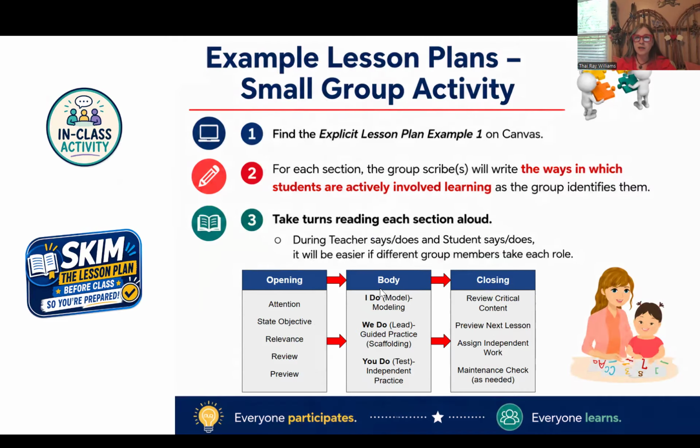So, I want to let you know what you're going to do in class. You are going to look at a complete explicit instruction lesson plan. And in your group, you're going to go through each of the components of the lesson plan, and you are going to look for active engagement, times in which the students are actively engaged in learning. So you're going to identify those, and then you're going to share out what you find, okay? So make sure that before you come to class, you skim through the lesson plan on Canvas, because you want to have read through it before you come to class and work in a group.